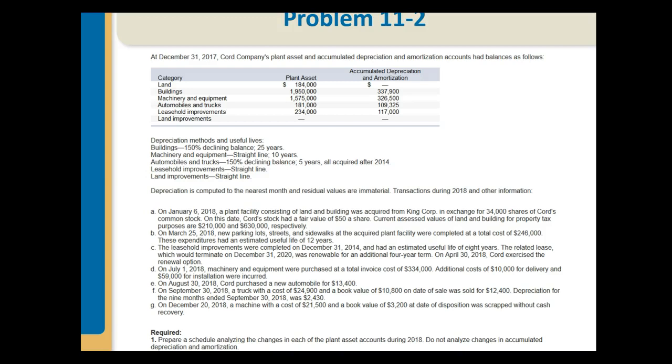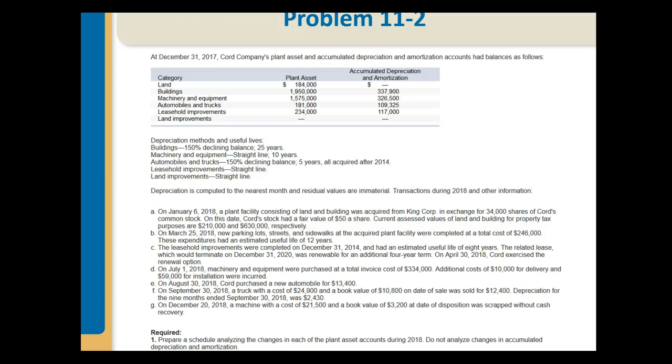C. The leasehold improvements were completed on December 31, 2014, and had an estimated useful life of 8 years. The related lease, which would terminate on December 31, 2020, was renewable for an additional 4-year term. On April 30th of 2018, Chord exercised the renewal option.